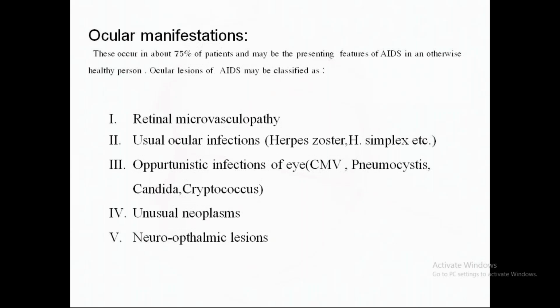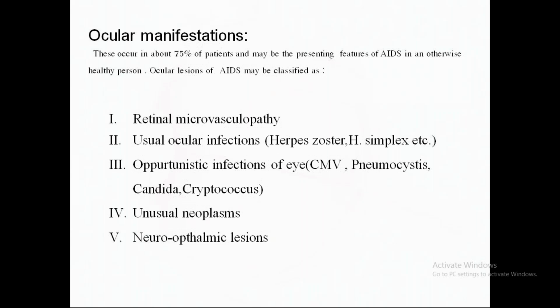So what are the ocular manifestations? 75% of patients will have many features, but the most common things are retinal microvasculopathy, which is in the retina, and usual ocular infections like herpes zoster and herpes simplex. So if a patient comes here with herpes zoster and herpes simplex, we are supposed to do some viral markers to rule out HIV.